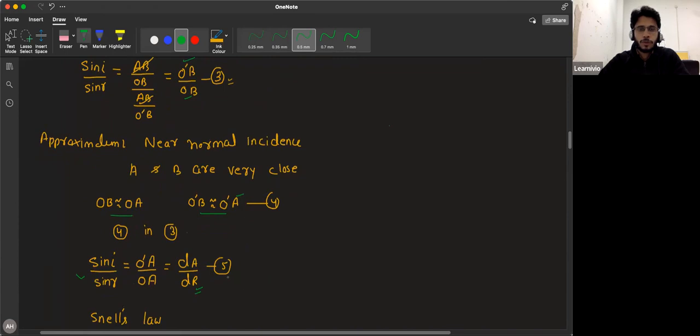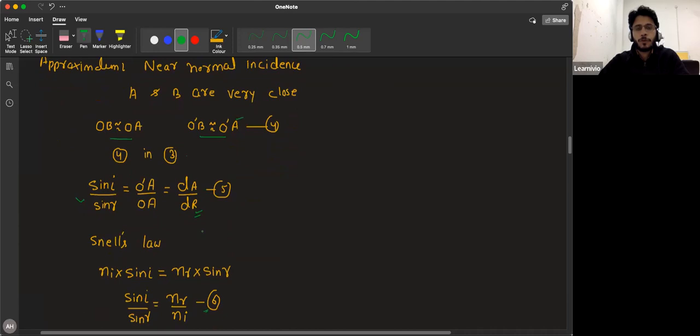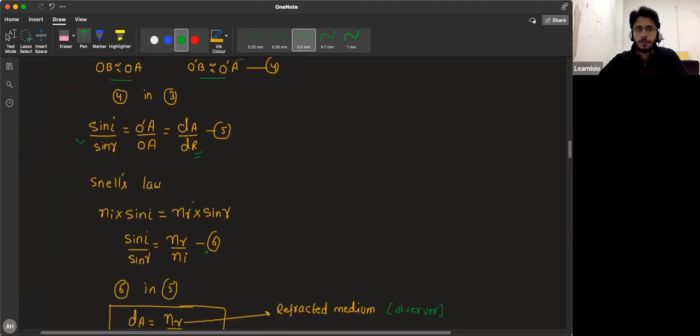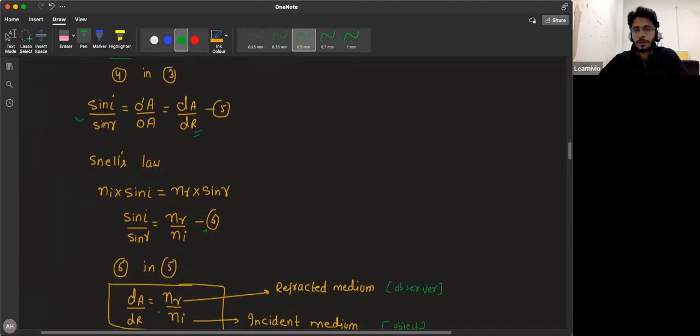So Omar, up to equation number 5, is it clear? Yes, sir. Okay. Then next, after this, we use Snell's law. Snell's law is sin i by sin r is n_r by n_i. You know Snell's law, right? We discussed Snell's law in the last class. Instead of sin i by sin r, I just substitute n_r by n_i. That's it. And then you can see when I make this substitution, dA by dR is n_r by n_i. This is what we were supposed to do.